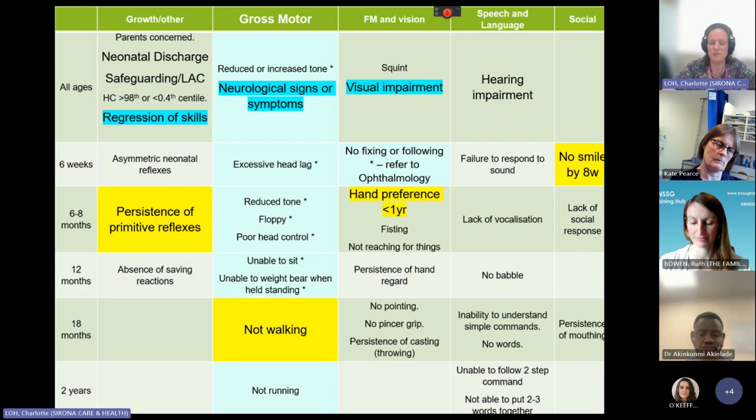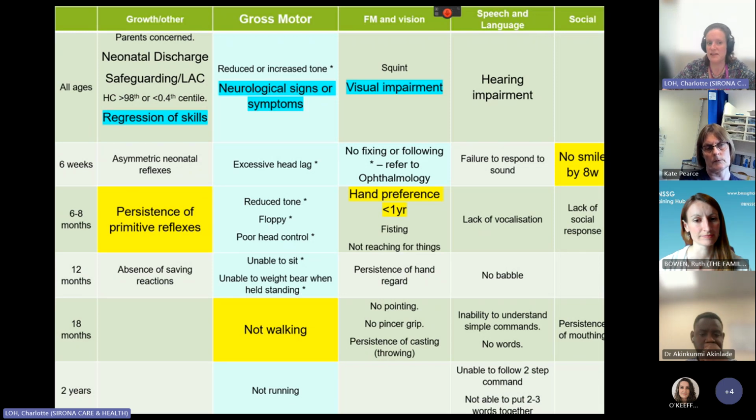Essentially, if you've got a child with a gross motor concern, and particularly with neurological signs and symptoms, unless you're thinking more of a developmental coordination disorder, then that's a priority. The reason you choose not walking by 18 months is that you're picking up on the neuromuscular conditions, so that's the reason for that red flag.